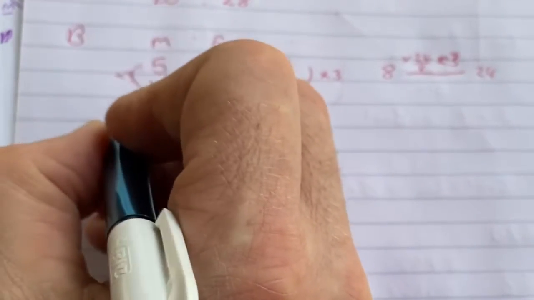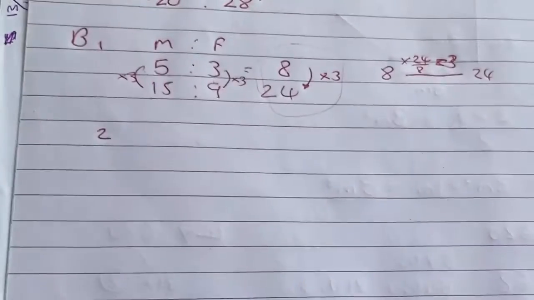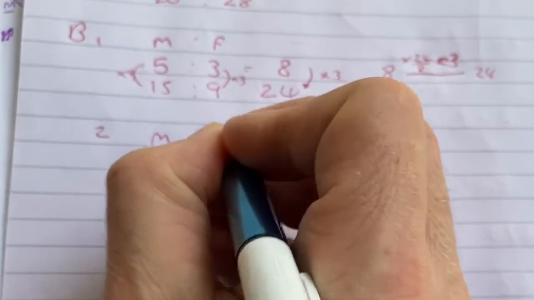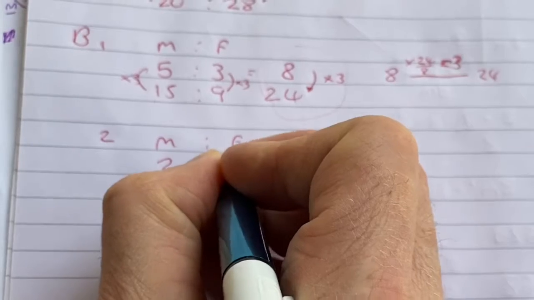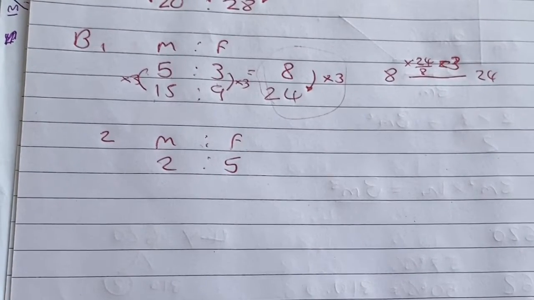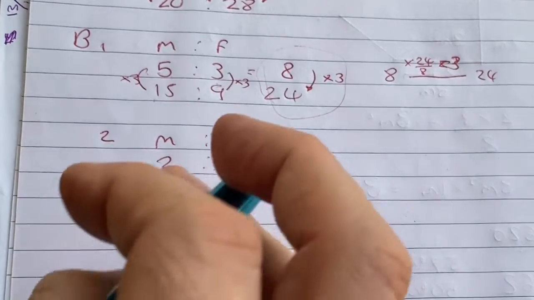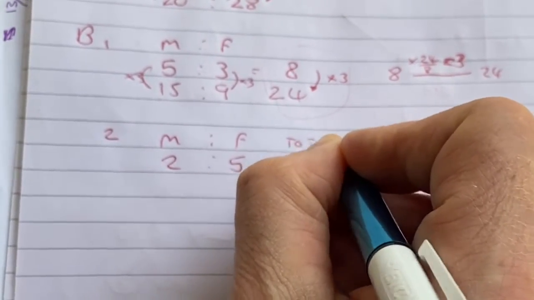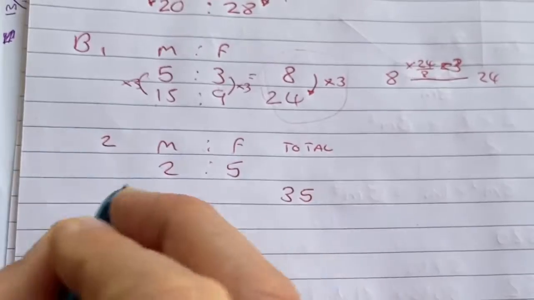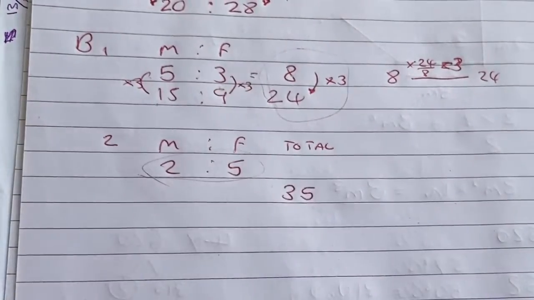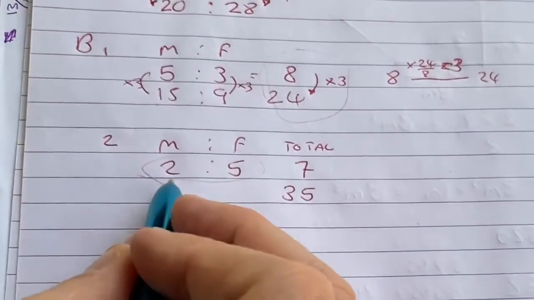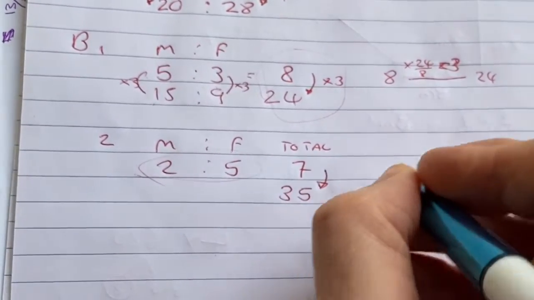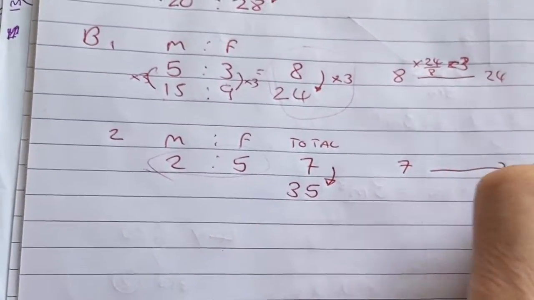So that's question 1. Question 2, it says, in Sam's group, there are 2 males to every 5 females. So males to females, there are 2 to every 5 females. There are 35 people in total, so I'm going to put my total column up, total. And I know there's 35 people in total. But in the first round of me sharing these people out, there were only 7 people, 2 males and 5 females. So what have I done to get from 7 to 35?